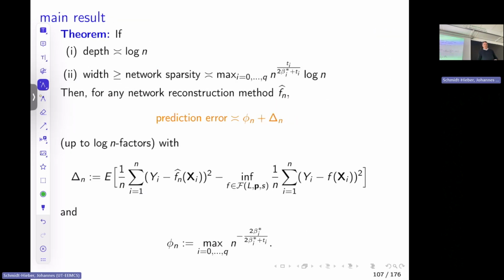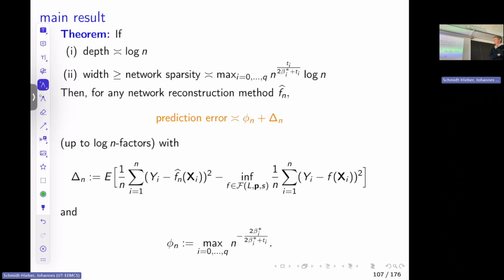Okay, so now this is this result, and I try to put it on one slide. It was in this article which appeared in 2020. And it says the following. It comes under certain conditions. The first one is you take the depth of the network to be log of the sample size. So you see here scaling of the network architecture in terms of the sample size.